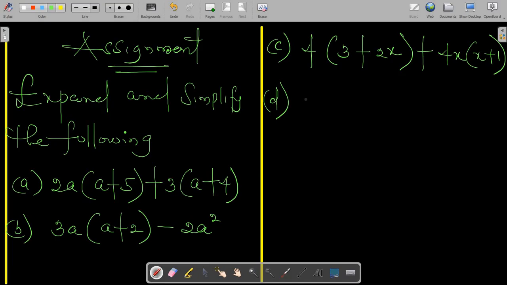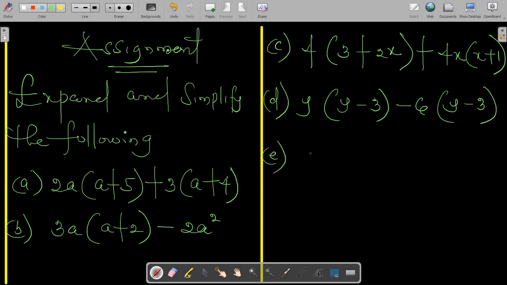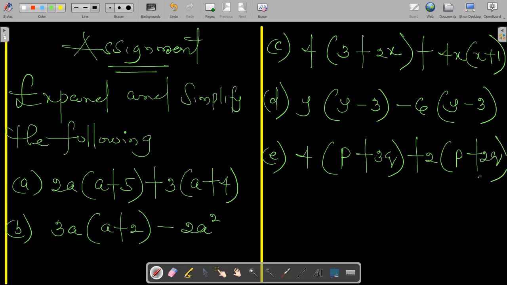The D part of the question: y into bracket y minus 3. Well, this one is the easiest. Negative 6 into bracket y minus 3. Then the last question for today, we have 4 into bracket p plus 3q, and this is plus 2 into bracket p plus 2q. So I need your answer to this question.